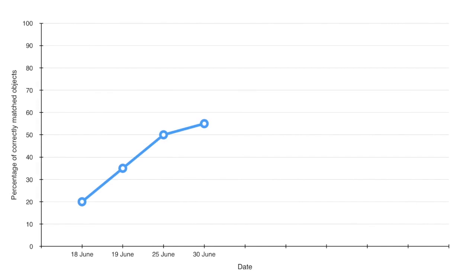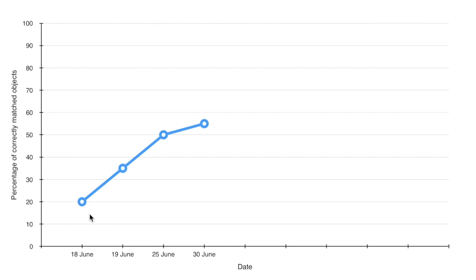So let's look at your graph. If we were graphing matching of objects, you would label your graph so we know what the program is. On the y-axis, you can label it as percentage of correctly matched objects. And be sure to number your y-axis in percentage and go up by tens. That's a good choice usually. And on the x-axis, you would put the dates.